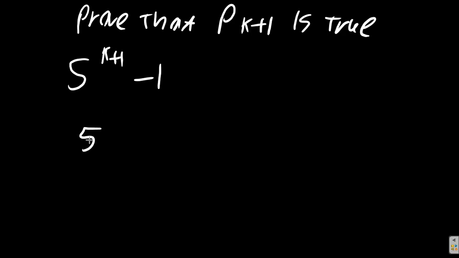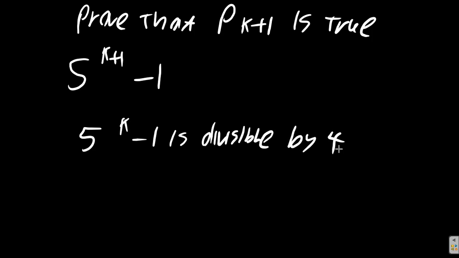Now, we know that 5 to the k minus 1 is divisible by 4. So, that means there is a certain number that 5 to the k minus 1 is equal to. If that number is divisible by 4, it means it is obtained by having 4 times another number. So therefore, 5 to the k minus 1 is equal to 4 times some number. Let's call that number p. So 5 to the k minus 1 is equal to 4p. Alright? Because 4p is divisible by 4 as long as p is an integer.